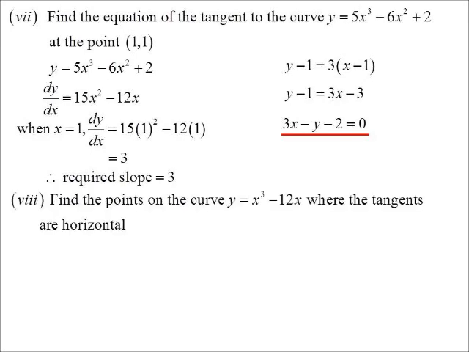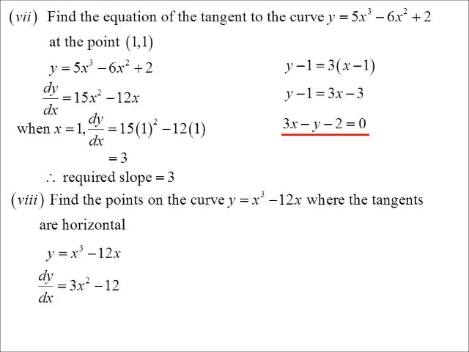Find the points on a particular curve, y equals x cubed minus 12x, where the tangents are horizontal. Now, why would this be an important question when we're curve sketching? If you think about when a tangent's horizontal, that's only ever going to happen when the curve turns around. So it might be going up and then come back down, or going down and come back up. So the vertices, if you like. So they're quite important points to find.